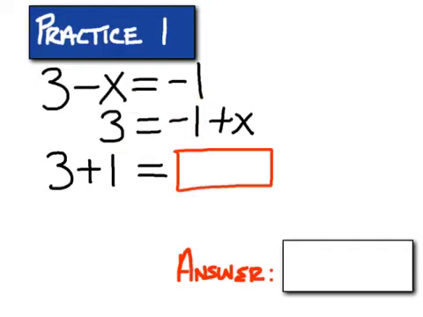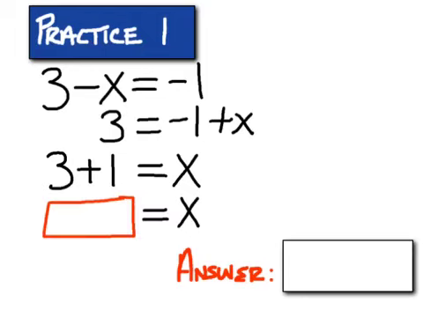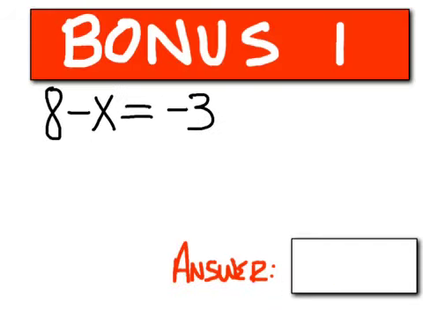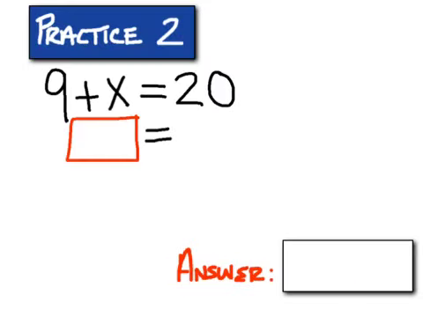Alright, what are we going to have left over on the right side? After we move the 1 over, all we have left over is the x on this side. Okay, now bring up your final answer. Alright, so our final answer is 4. Alright, for the bonus problem, just bring up the answer. Okay, answer for this one was 11.